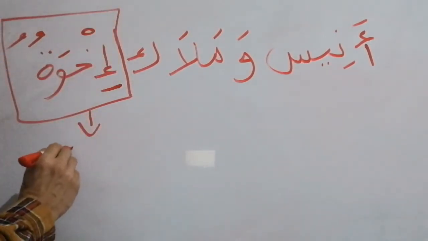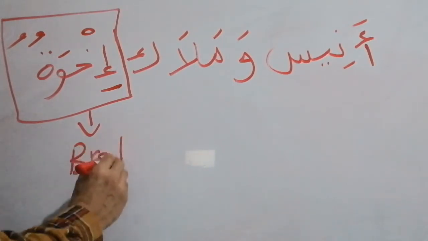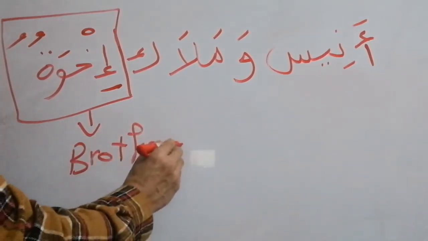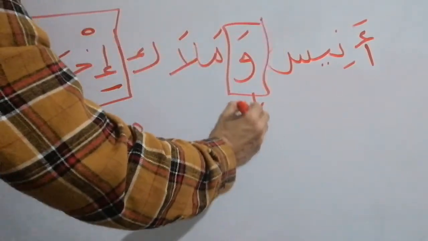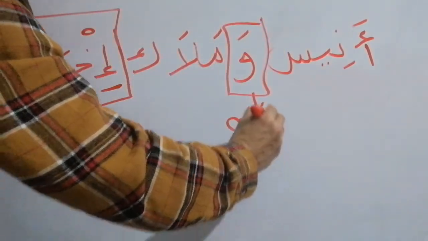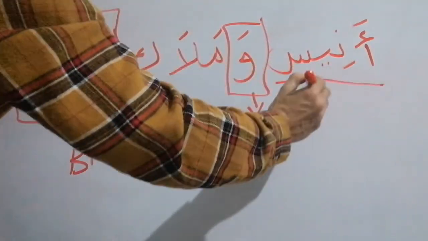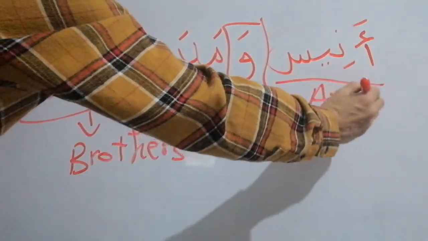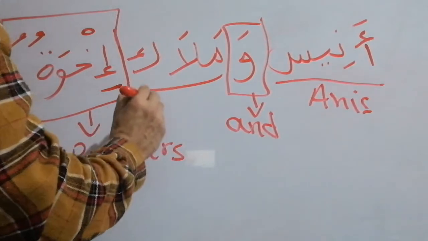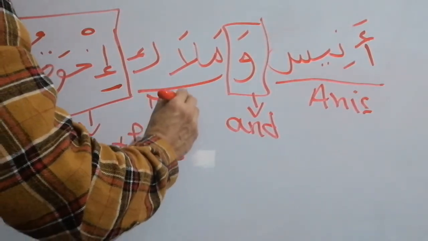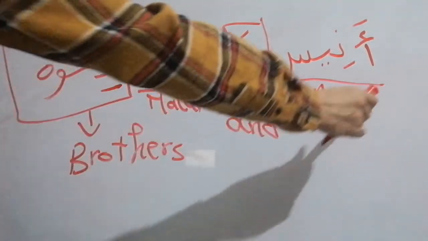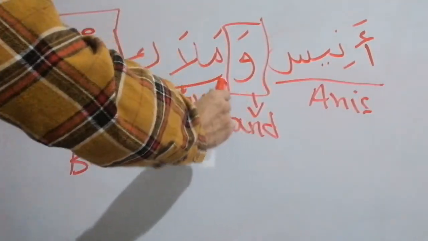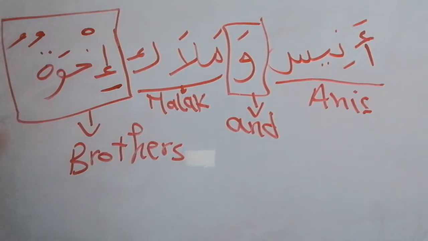إخوة means brothers. أنيس وملاك إخوة. و means and. This is Anis and this is Malak. أنيس وملاك إخوة.